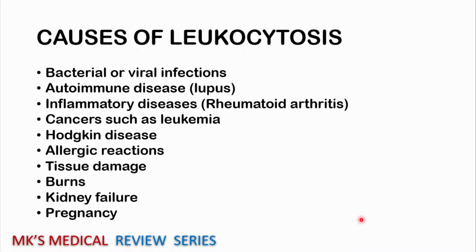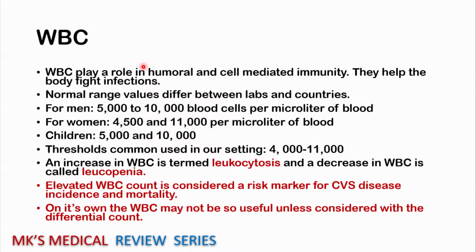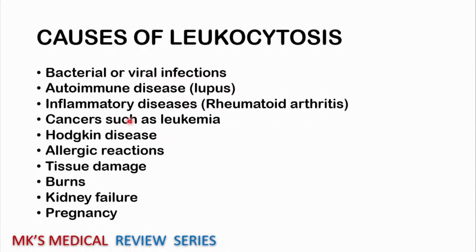So some causes of leukocytosis include things like bacterial or viral infections, autoimmune disease such as lupus, inflammatory disease such as rheumatoid arthritis. You may have some cancers such as leukemias, Hodgkin's disease. You may have allergic reactions. You may have tissue damage, which of course is going to be associated with inflammation. You may have burns, which is also going to be associated with inflammation and injury, tissue damage. Then you have kidney failure and pregnancy.